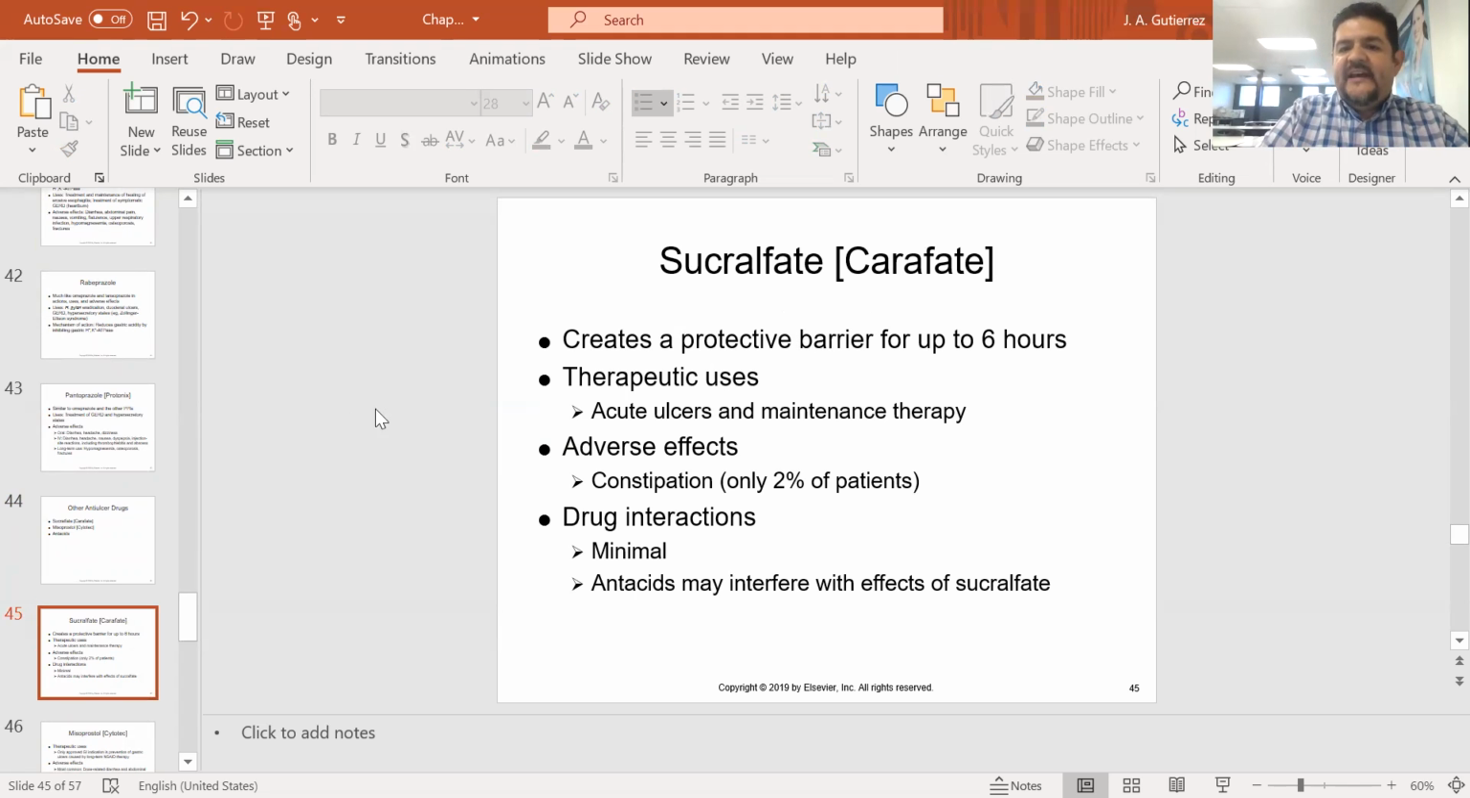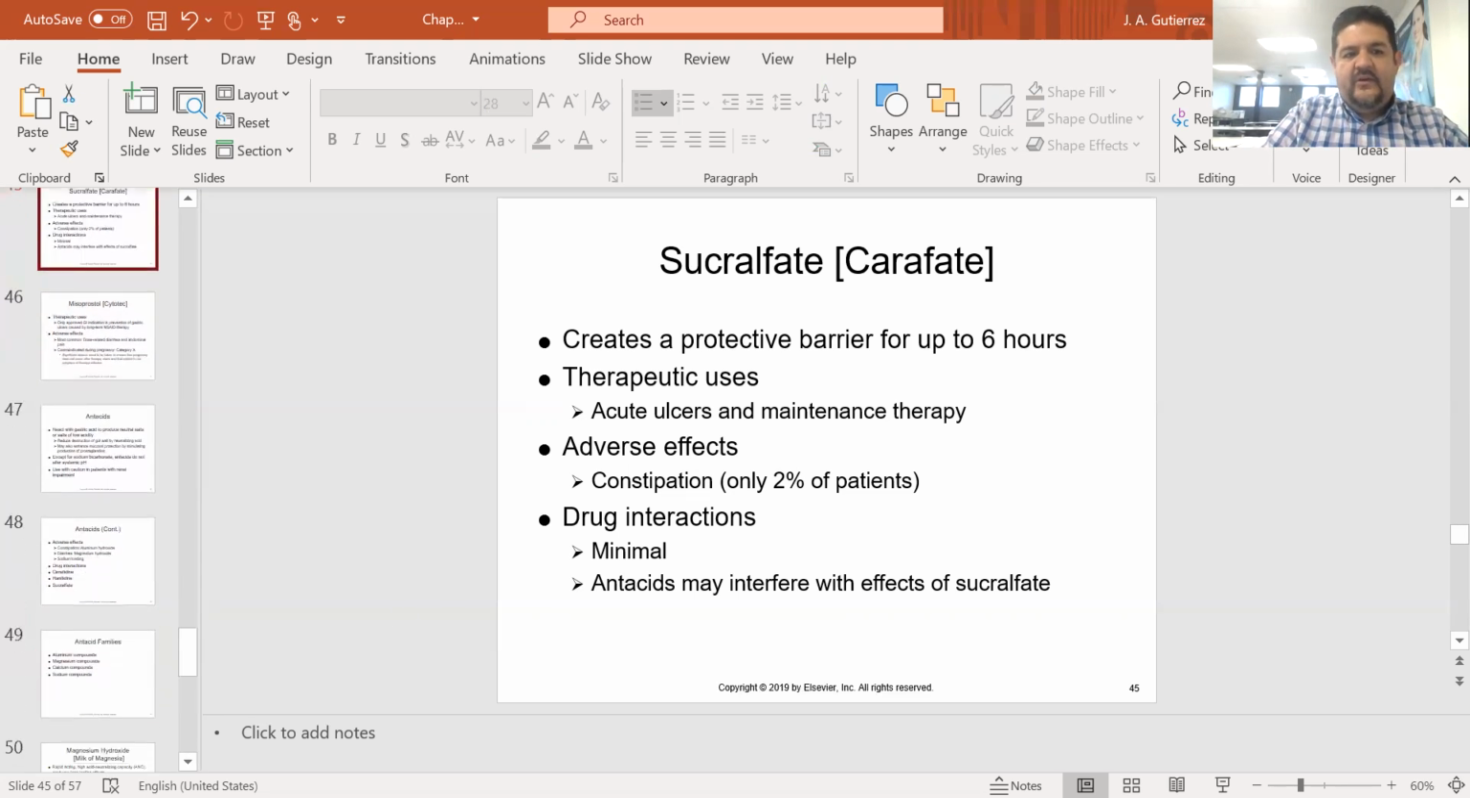This medication only lasts up to 6 hours, so basically we can tell the patient to take it 4 times a day, every 6 hours. The adverse effect will be constipation, but again, it's not significant, only 2%. So sucralfate is a very good option to treat ulcers.